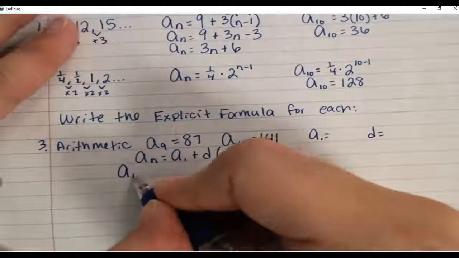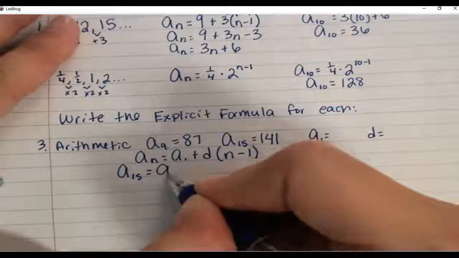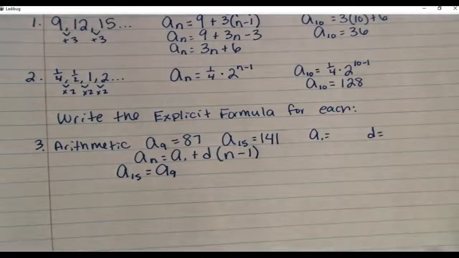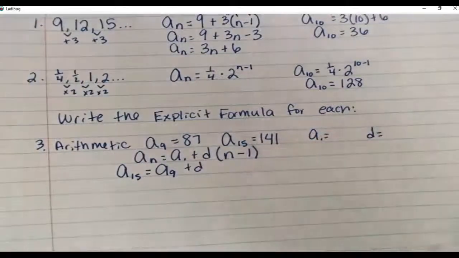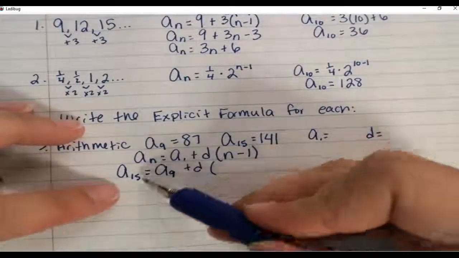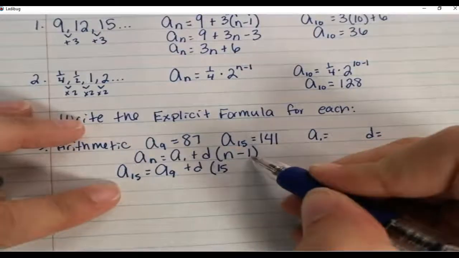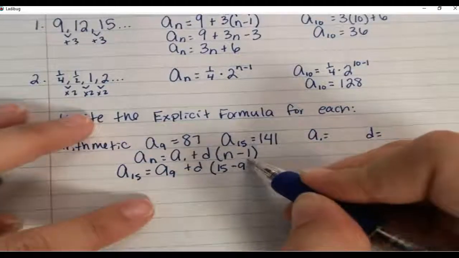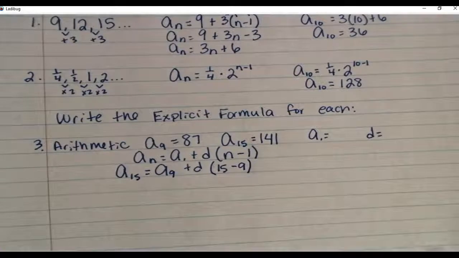So a sub 15 equals a sub 9. Okay, so I'm changing out the n for a 15. I'm changing out the 1 for a 9. Plus, we don't know d. That's what we're trying to find. But now where my n was, I've got a 15. Where my 1 was, I've got a 9. So 15 minus 9. Okay, and again, I put the 15 first because 15 comes after 9. Questions?